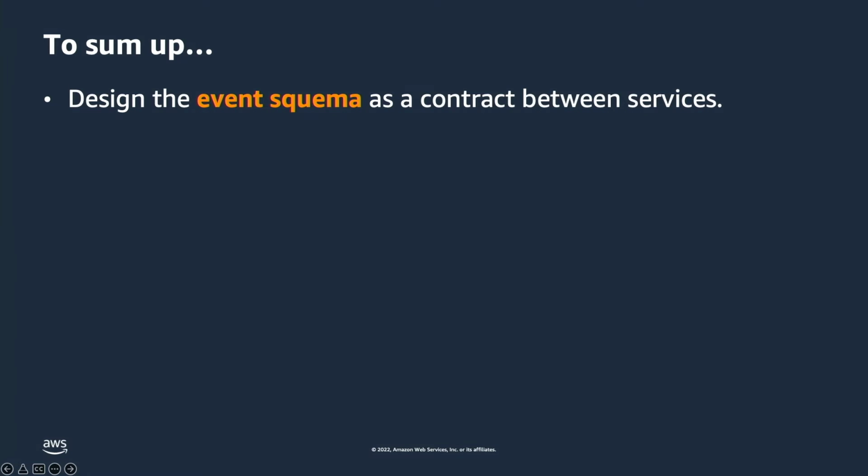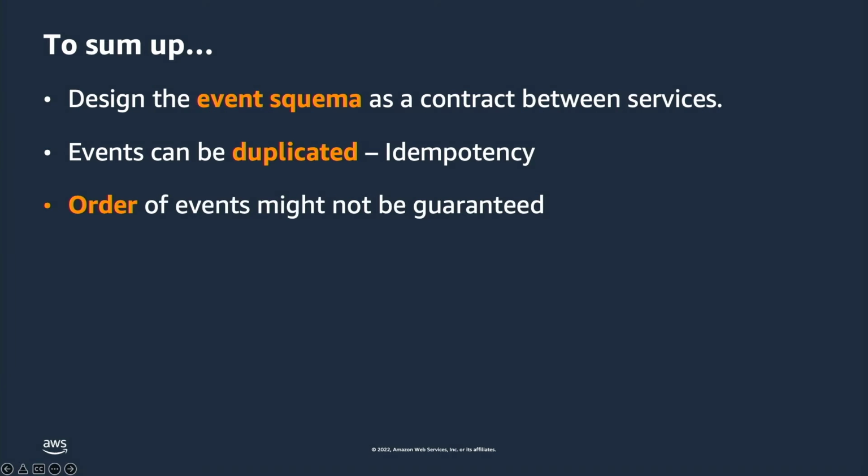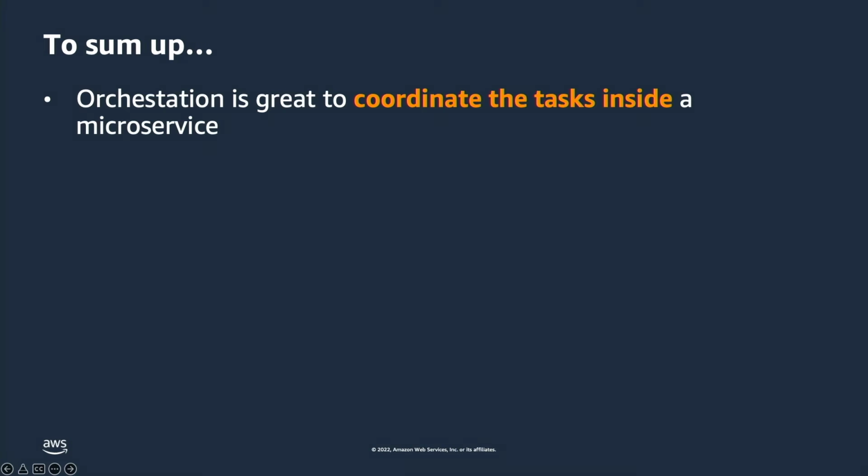Design your event schema as a contract between services. Don't forget that events can come twice or more. Build for that. And be certain that most of the time, order is not guaranteed. And if you need order to be guaranteed, pick the right service.